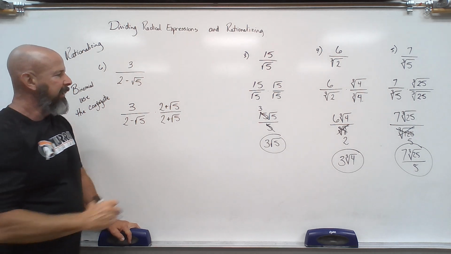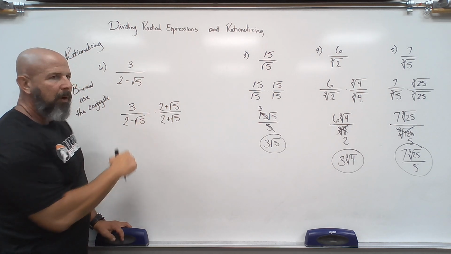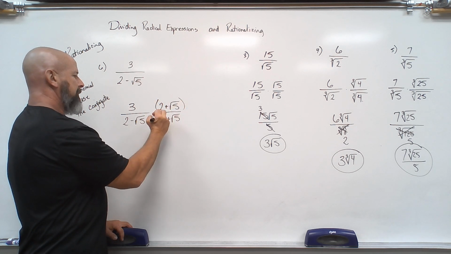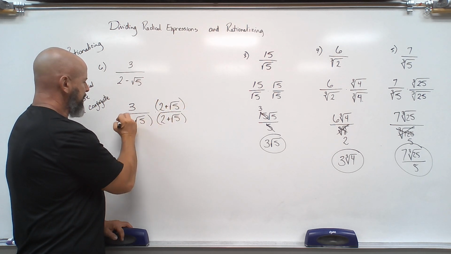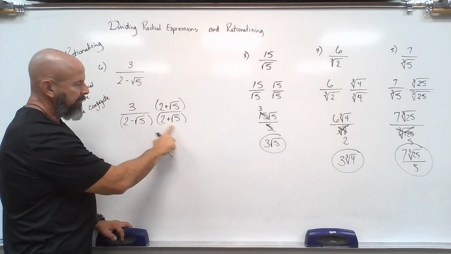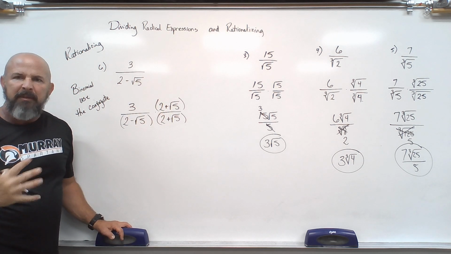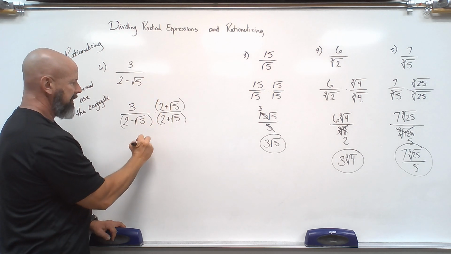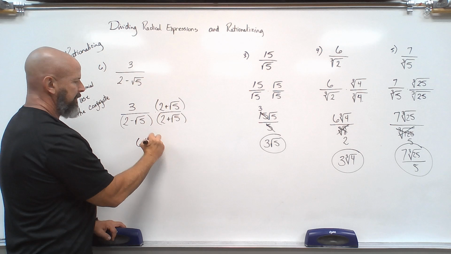Here's how the conjugate is going to help us. Remember when we multiply, it's just a distributive property. So a lot of students like to put parentheses around them so then it looks like a distributive property up here. I've got a binomial times a binomial. Starts to look a little more familiar. So let's see, 3 times 2 is 6 plus 3 root 5.